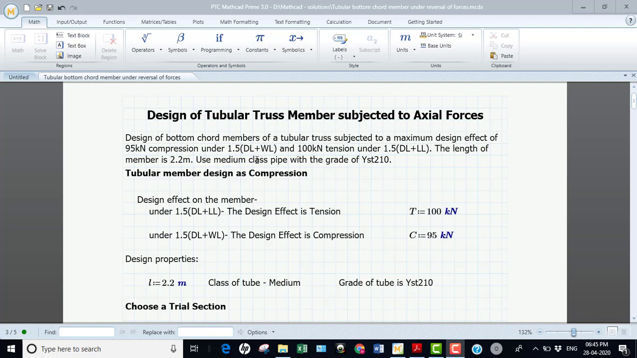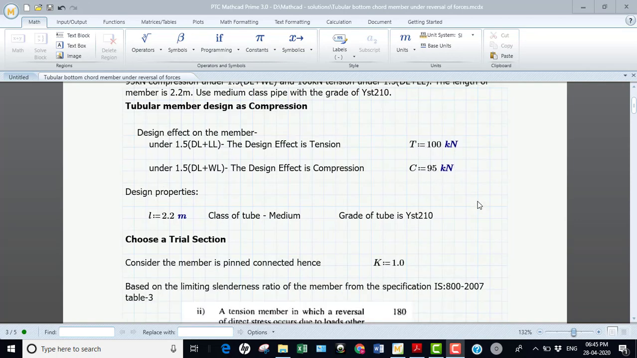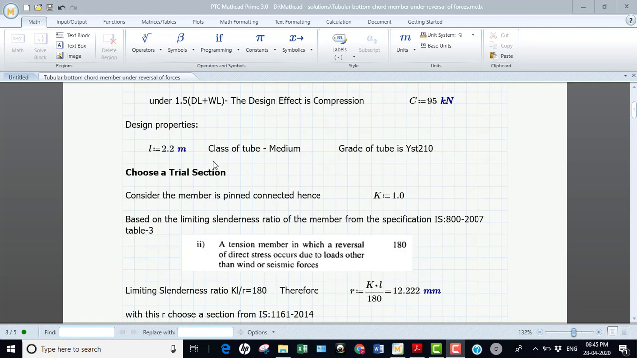Here the problem also guides us to use medium class pipes and the grade of pipe is YST210. To know more about the class of the pipe and grade of steel pipe, please follow my earlier lecture on structural steel tube. This member is subject to a tension of 100 kilonewton and a compression of 95 kilonewton. So I have taken a medium class and the grade of steel is 210.